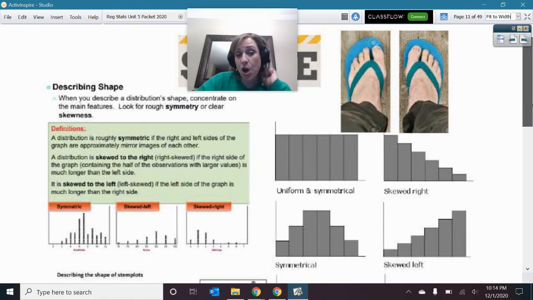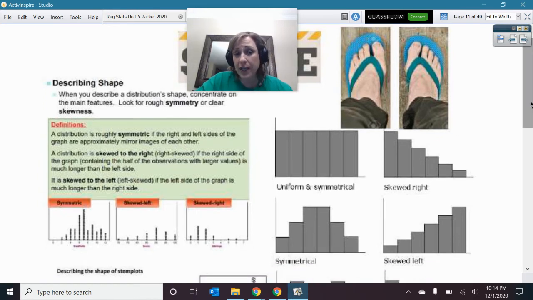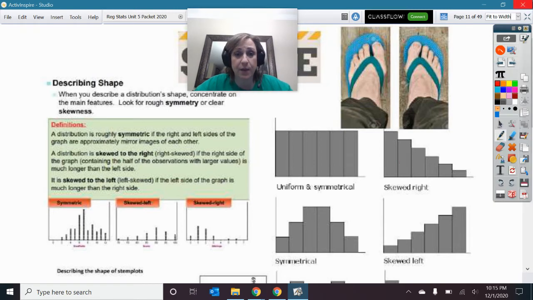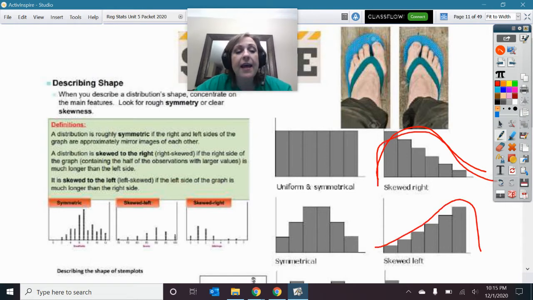All right. Then we need to know if the data is skewed left or skewed to the right. These are commonly confused, so I've got a way to help you remember. If the data is skewed to the right, think about looking down at your feet. That's why I have this weird picture of feet showing up here. You look down at your feet, and if your toes are going like this, that is your right foot. That is how a skewed right distribution looks.